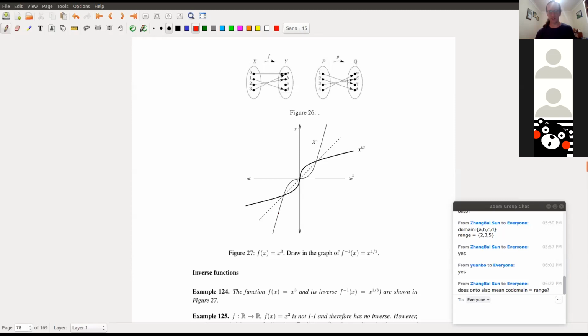Again, in terms of a plot, I try and make sure I get the right one. So we've got an example of a function that is a bijection, which is x cubed. Hopefully you can see this for the reals. It's this guy.